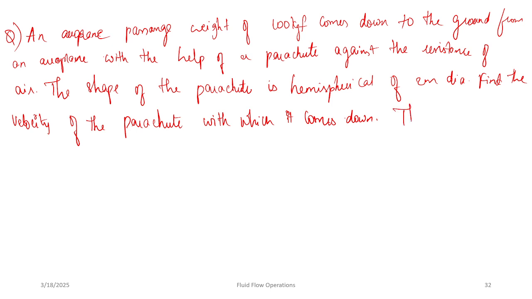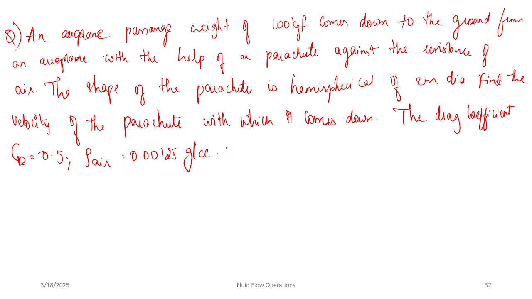So we were also given the drag coefficient. The drag coefficient CD is given as 0.5, and the density of air is also given. Density of air is 0.00125 gram per cc, and the viscosity of air is also given. Kinematic viscosity is given, and it's 0.15 Stokes. So how do you calculate the velocity?